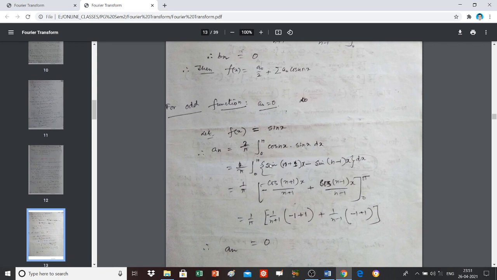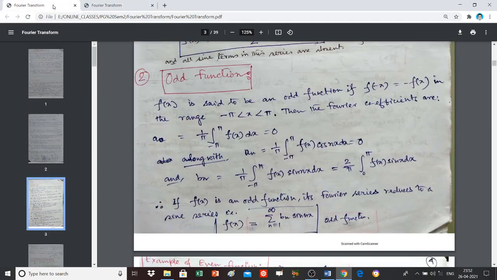After integration, this term will give you cos (n plus 1)x by (n plus 1), then cos (n minus 1)x by (n minus 1), because this has a negative sign, and integration of sin x will give another negative sign, that will give a positive sign. Just use the limits pi and 0, and an finally becomes 0. So in case of an odd function, a0 and an both become 0.